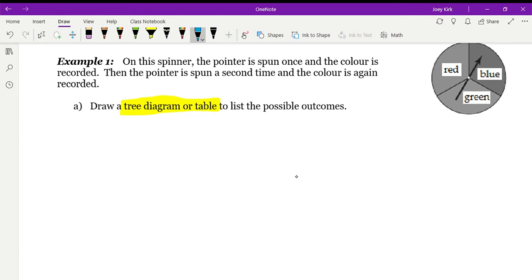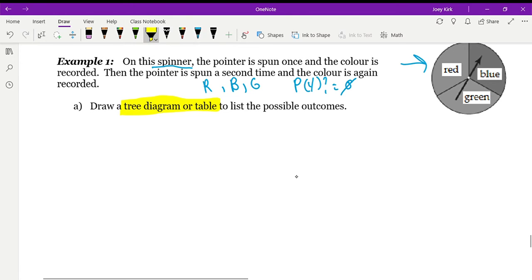So we have a spinner. It's like spinning the wheel. The pointer is spun once. We'll assume it's perfectly balanced, so there's no leaning towards red, blue, or green. But you have 3 different color options, right? And I always like to write down my options. So I have red, blue, and green. If someone asked me what the probability of, say, getting a yellow was, I could easily be like 0 because there's no yellow on the spinner, right?